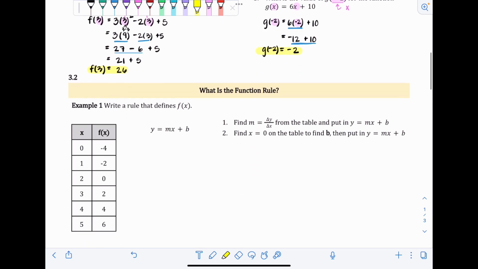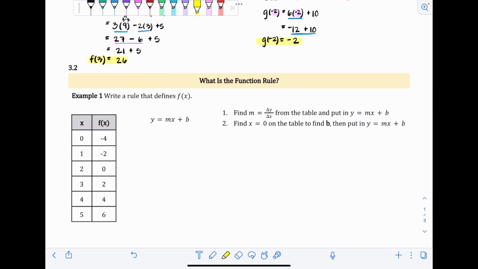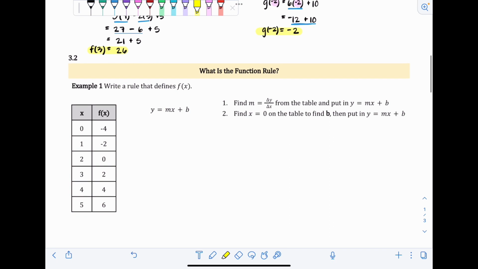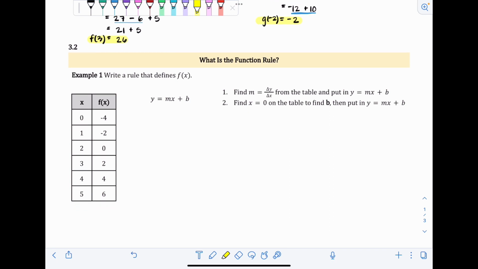Okay, and then moving down to 3.2, which is finding function rules with a table. I put some steps up there because this is one of those things where it's nice to have the written steps, but they're kind of short, so I apologize. But example 1 says, what rule defines f of x, and we're given f of x in a table. In 3.2, all of the rules are linear, so we're going to write all of our rules in the form y equals mx plus b.